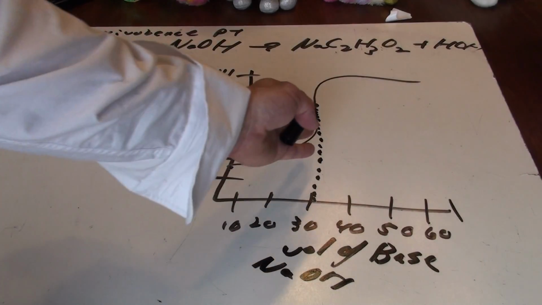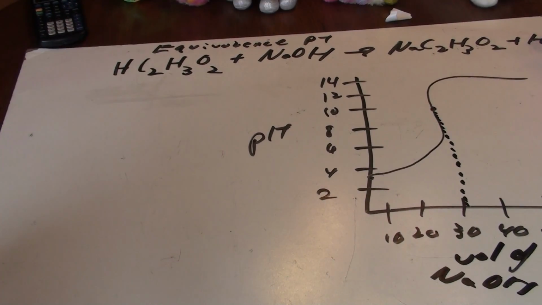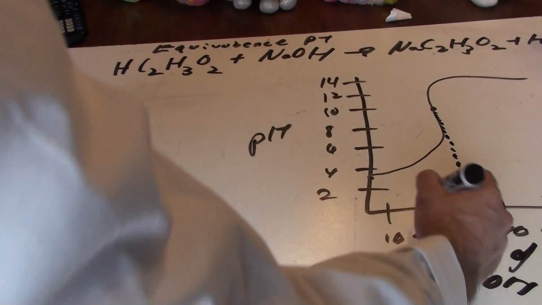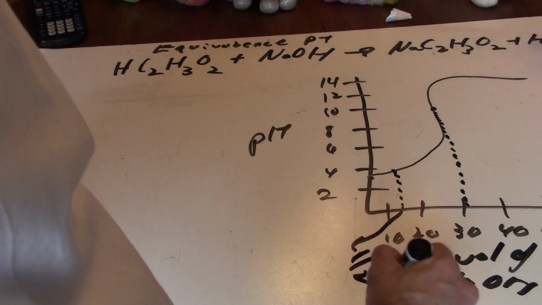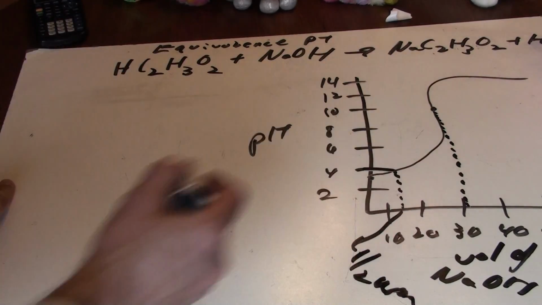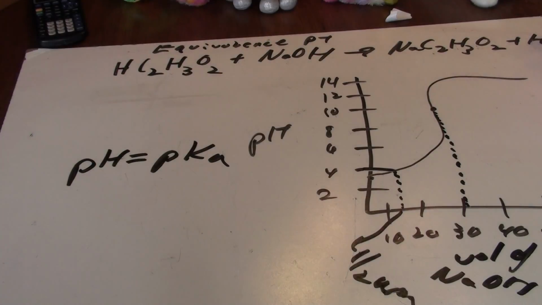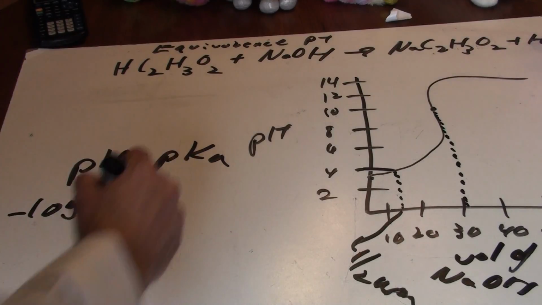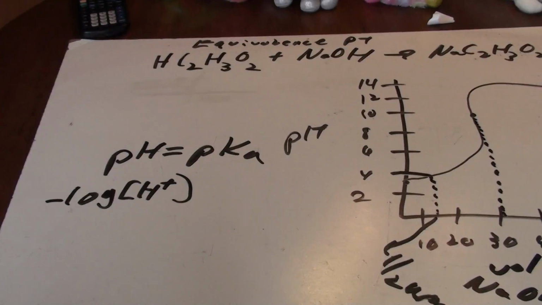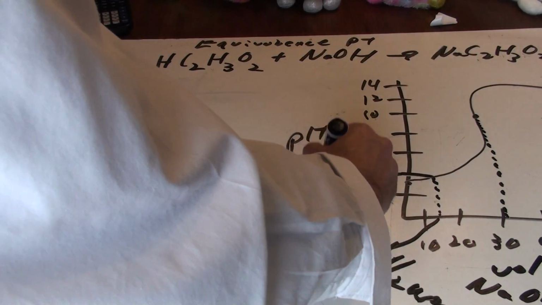Now there's something very special about halfway to the equivalence point. In this case halfway would be somewhere around 15, so that's halfway. And halfway to the equivalence point, the pH is equal to the pKa. And you might be asking, well, what's the pKa? Similarly, how the pH is the negative log concentration of H+, that's pH. The pKa is the negative log Ka.